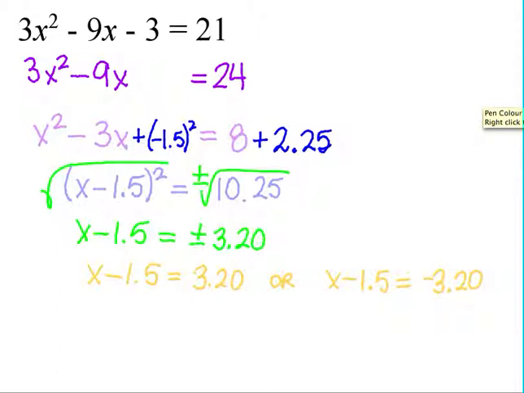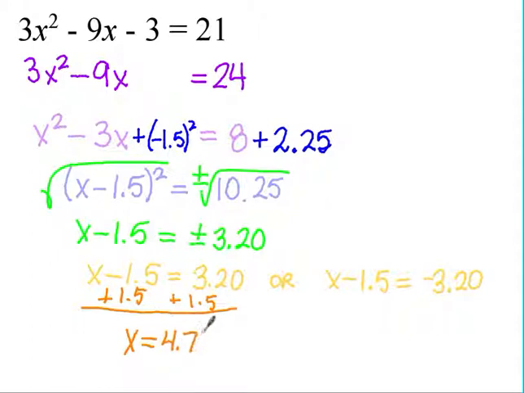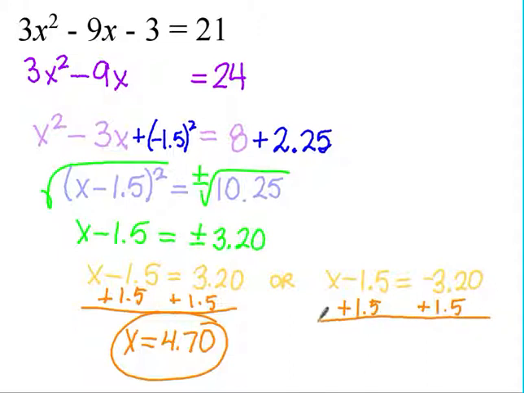How do you solve the first one? You add 1.5. Right, so x equals 4.70. Very good. That's your first solution. What do you do on this next one? You add 1.5 again, but in order to add 1.5 there, you really subtract. Negative 1.7. Good.